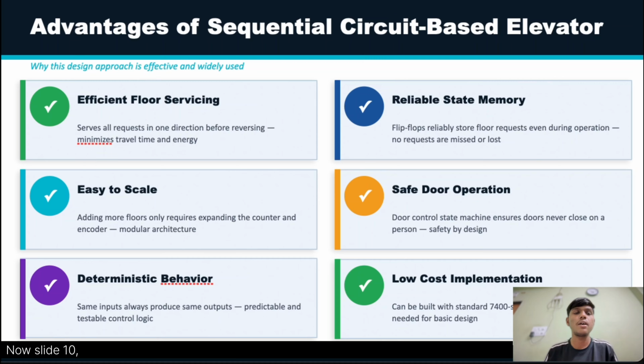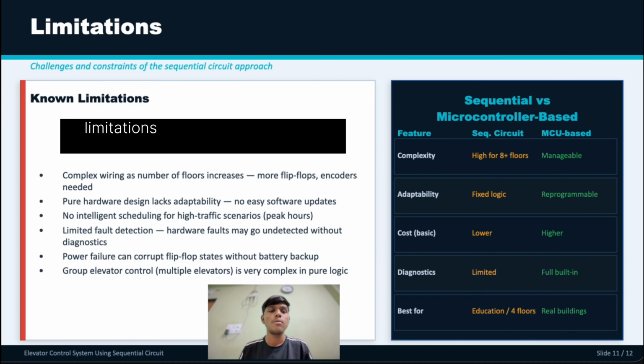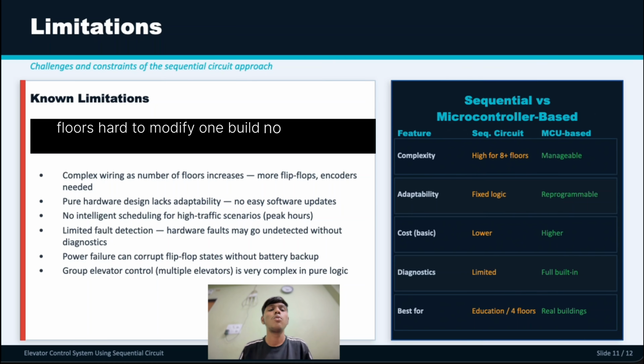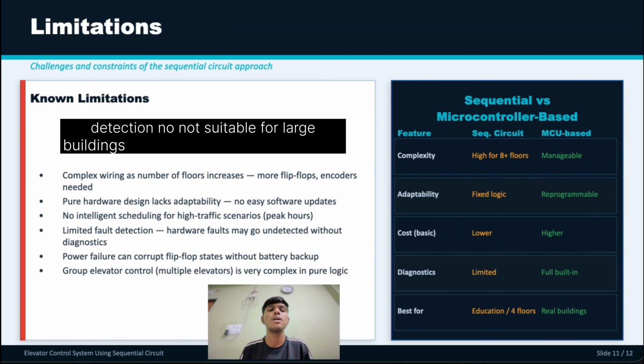Now slide 10. Advantages. Sequential circuit based elevator systems have many advantages: efficient service on floors, reliable memory, easy to expand for more floors, safe door operations, predictable behavior, low cost implementation. Now, limitations. However, there are some limitations. Complex design for many floors, hard to modify once built, no advanced scheduling, limited fault detection, not suitable for large buildings. That's why modern systems often use microcontrollers instead of pure hardware logic.